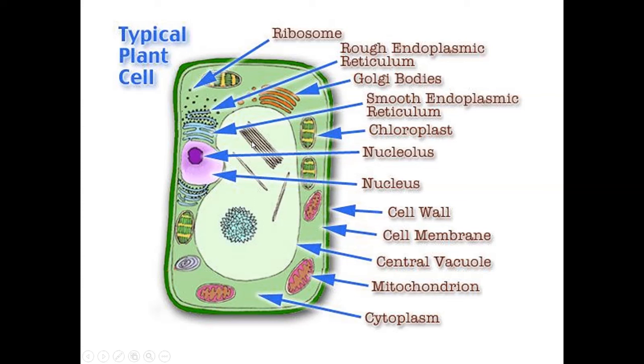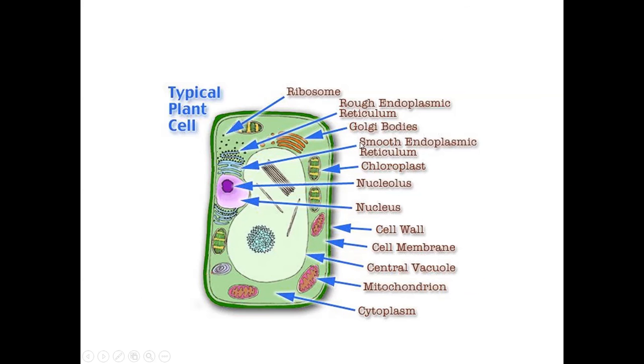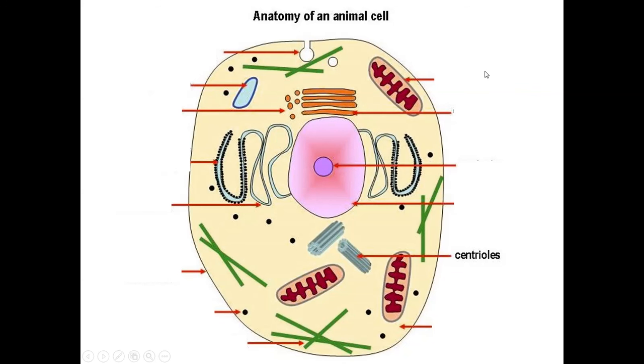Let's take a look at an animal cell. So that's what a plant is. Now you notice in the plant cell it has the large vacuole and the cell wall, and we're not going to see those in the animal cell. Okay, so here's an animal cell. And let's just go around and take a look.